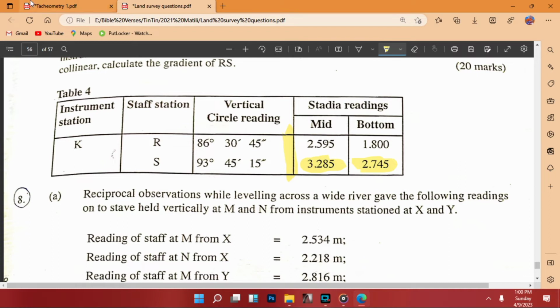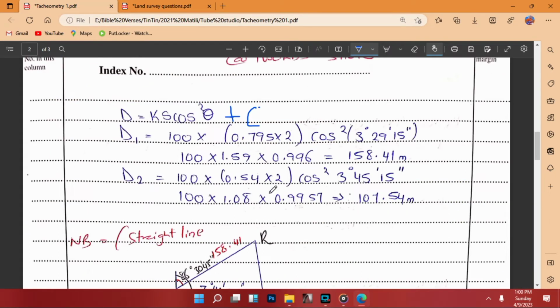So we go back to the question. The difference between those two will be 0.795. If that is the same difference, that means the difference between the top and the mid will be the same. So I multiply my answer by 2 in order to find the stadia intercept. The difference between the top and the bottom crosshair, when multiplied by 2, gives 1.59. Then we go back here.